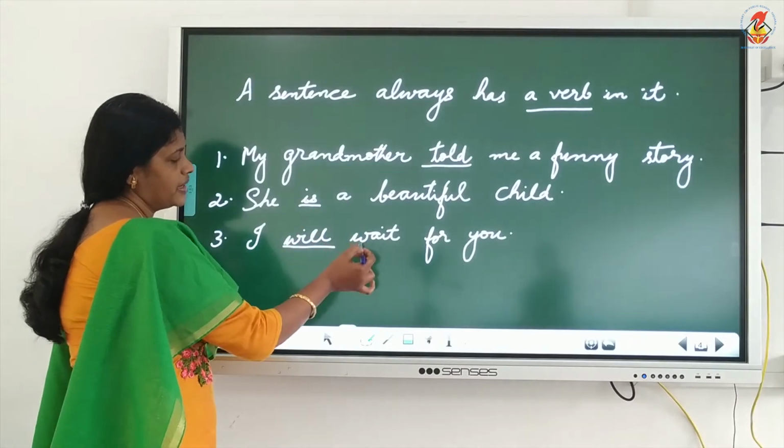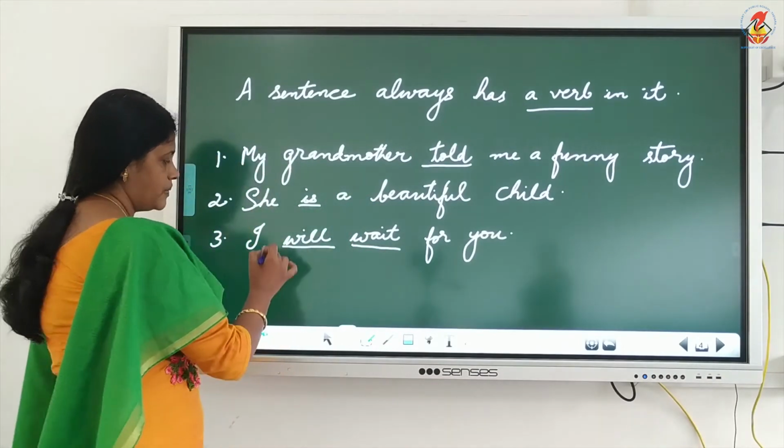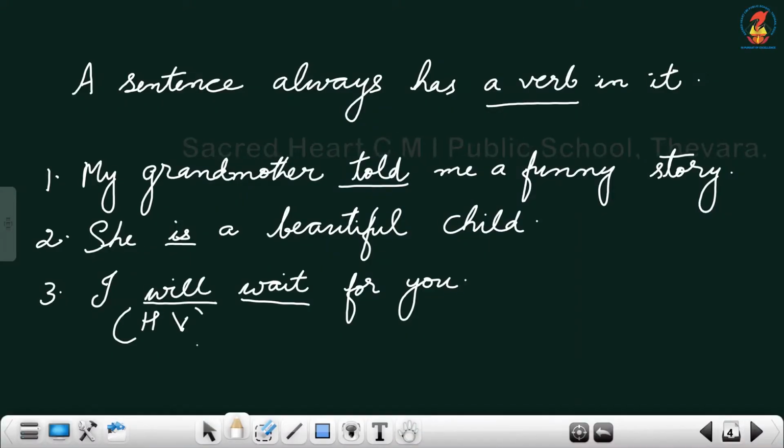And the next one, I will wait for you. This is the helping verb. This is the main verb. This is the helping verb and this is the main verb.